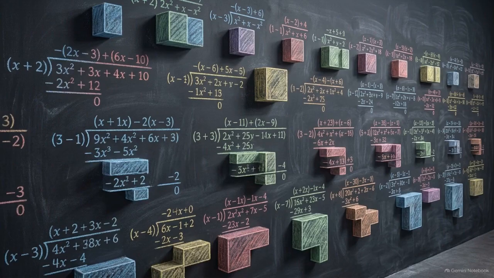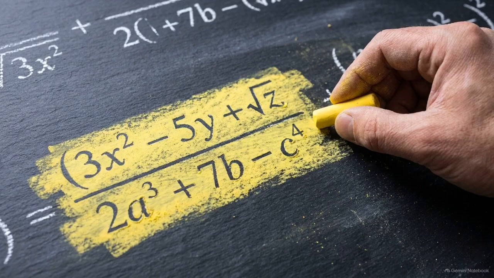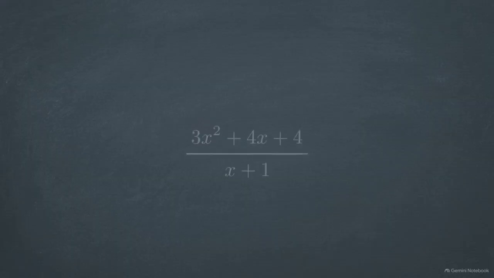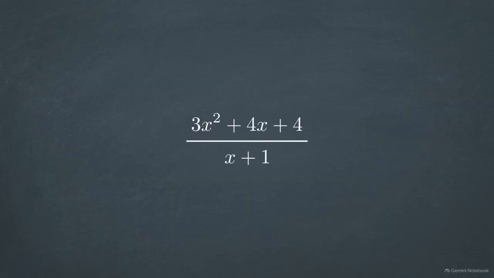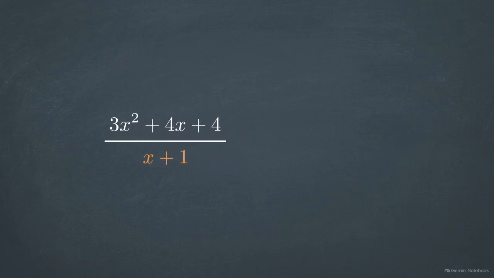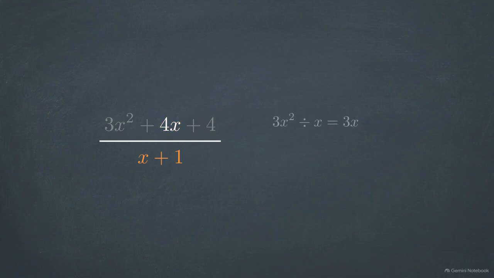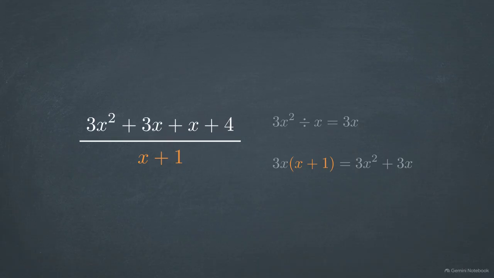When we change the divisor from a monomial to a binomial, the distribution becomes more complex. We need a way to find the denominator inside the numerator. Here, we are dividing 3x squared plus 4x plus 4 by x plus 1. Our strategy is to actively manipulate the numerator until the denominator appears as a factor. To do that, we focus on the middle term, 4x. We need a 3x to pair with our 3x squared term. That specific combination allows us to factor out the x plus 1 we're looking for.